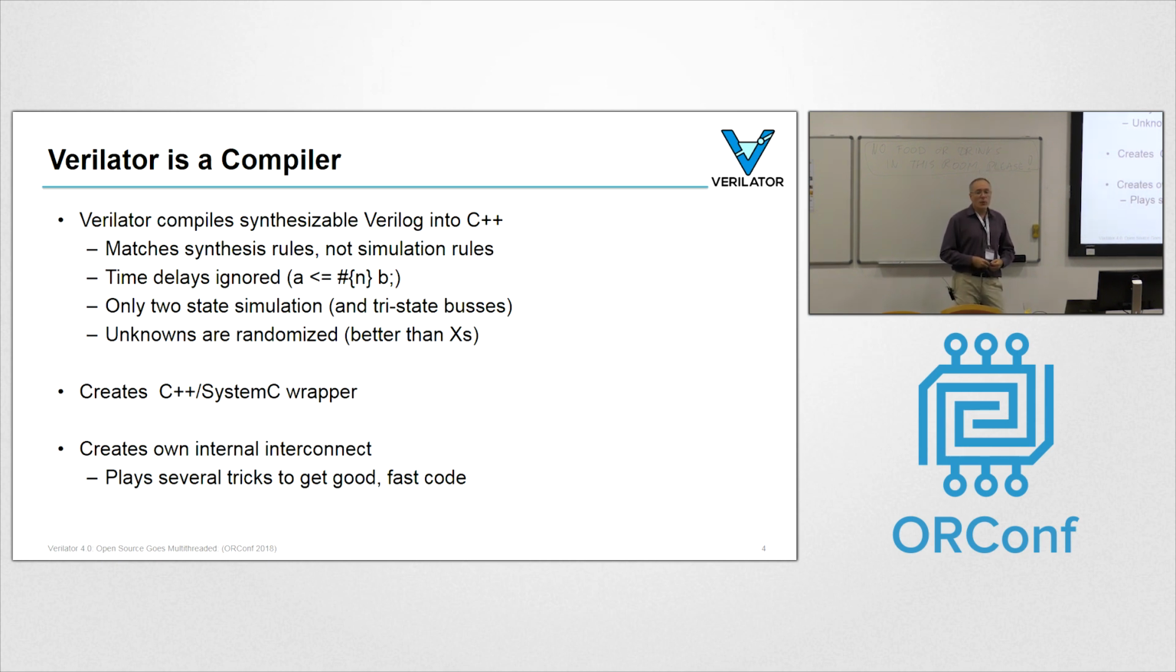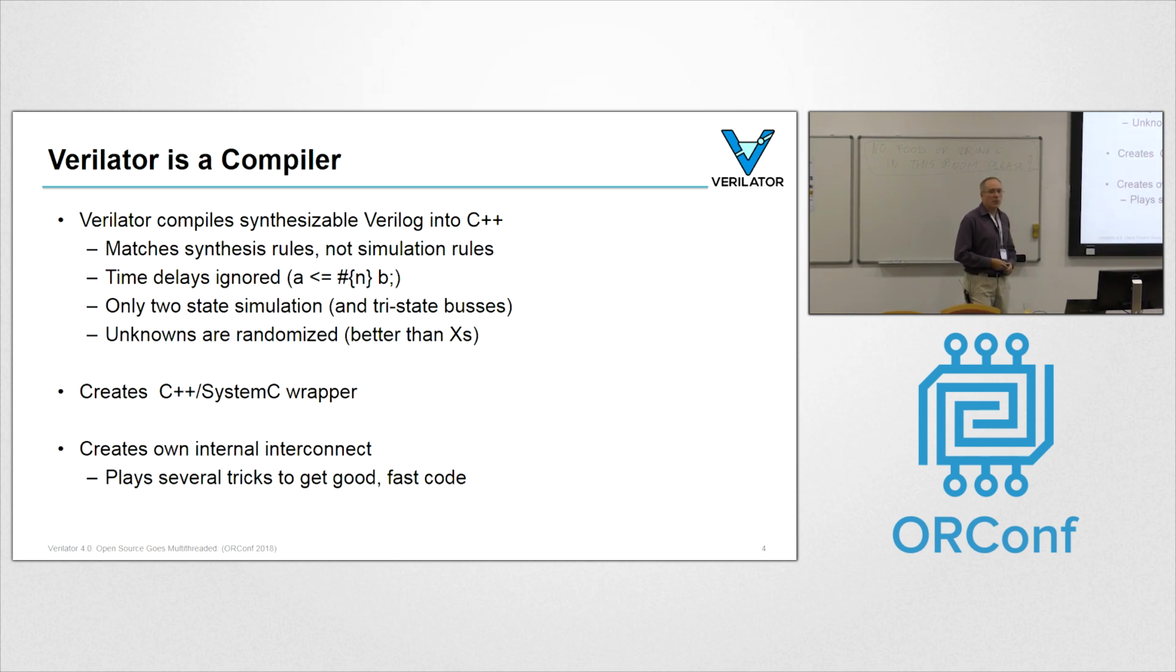And it doesn't do x's in the sense of x as an unknown. What it does instead is randomize the value. And if you've ever done reset testing, you actually know randomizing values is a much, much better technique than treating x's, because x's never propagate the way people think they propagate in Verilog. There have been a lot of papers on this. It's much better to randomize.